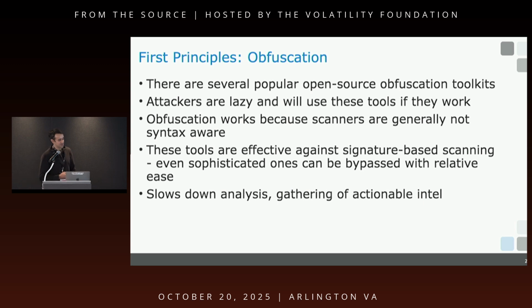So some of the first principles of obfuscation are that if there are tools readily available, then attackers are going to use them as long as they continue to work. And these obfuscation tricks in general work because scanners are generally not aware of the programming language syntax. They're just not very well suited for the task, as powerful as they might be in other ways. So you can bypass scanners like EDR, AMSI, YARA, etc. And these obfuscations are also going to waste your analyst time, slow down how quickly you can gather intel, and just make life difficult. I don't think anybody likes to spend time dealing with obfuscated PowerShell scripts.